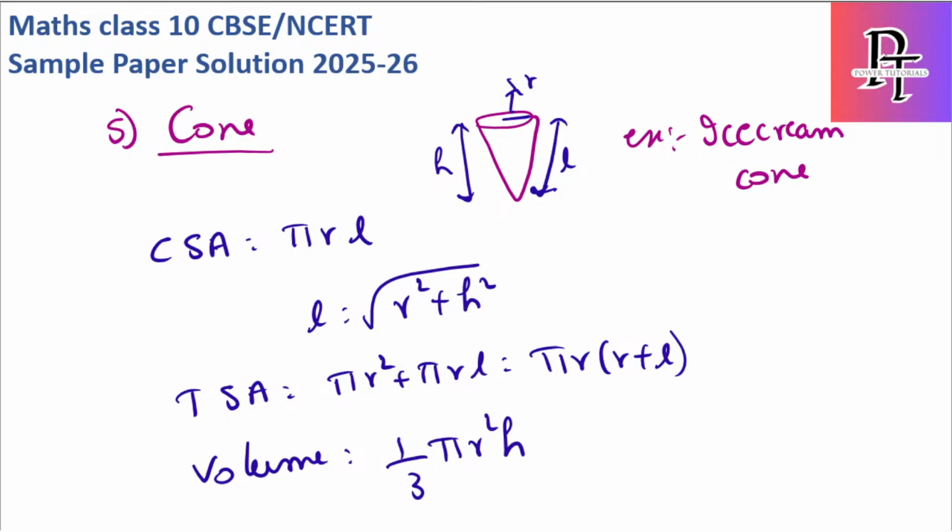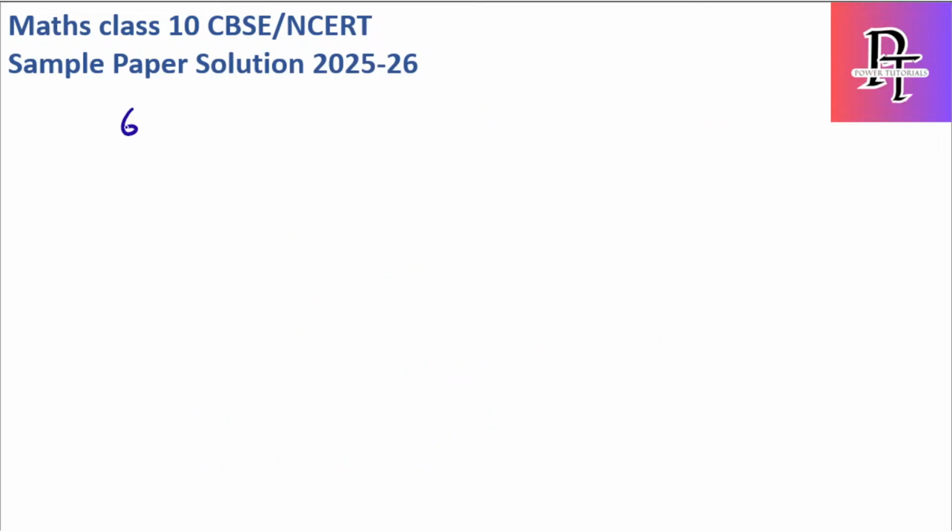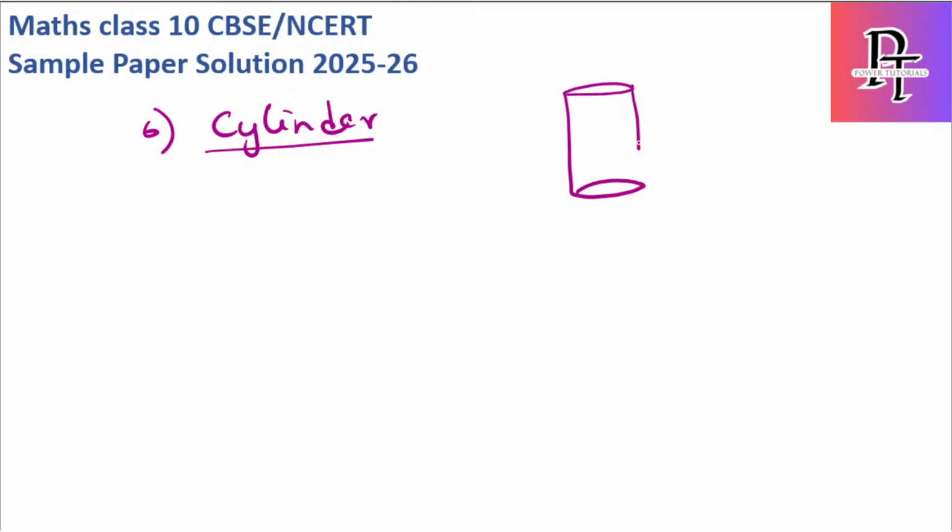Got it? Now let's move to the last diagram, which is cylinder. So cylinder is something like this, and the best example is drum, something like this. Generally the drums will be open on the top, but if you consider just a closed drum, then the diagram is nothing but a cylinder.